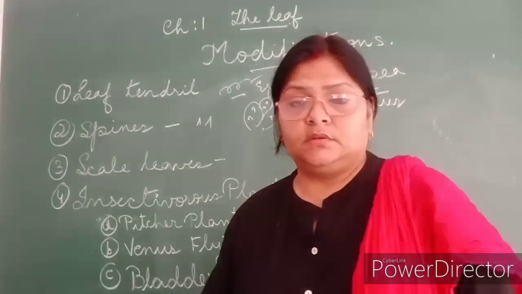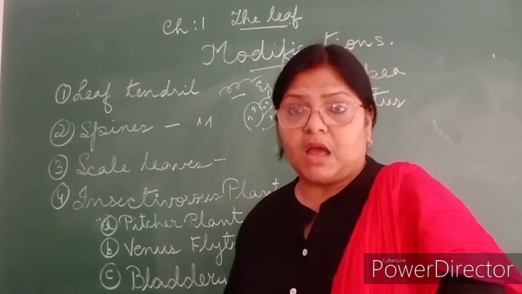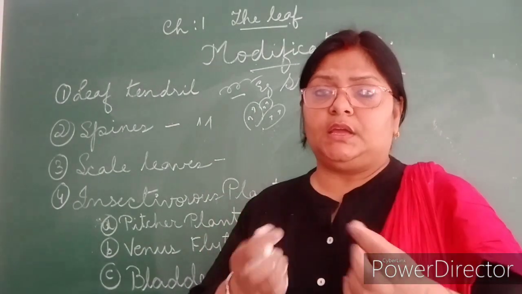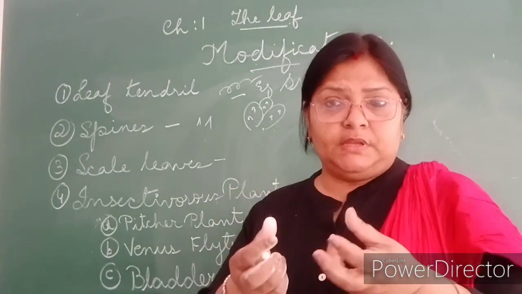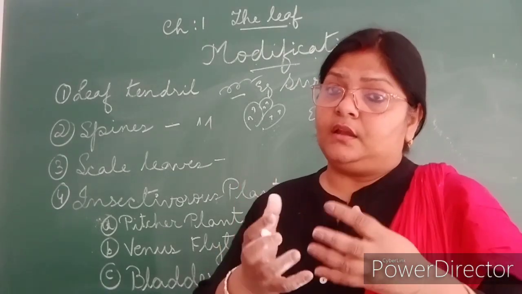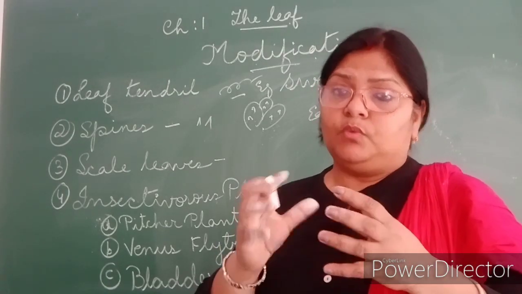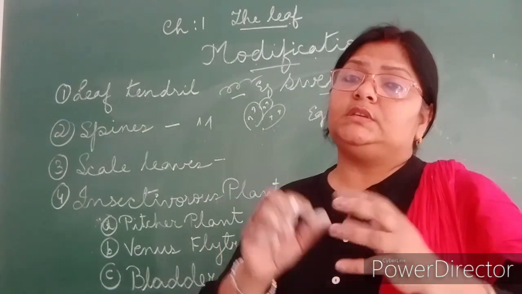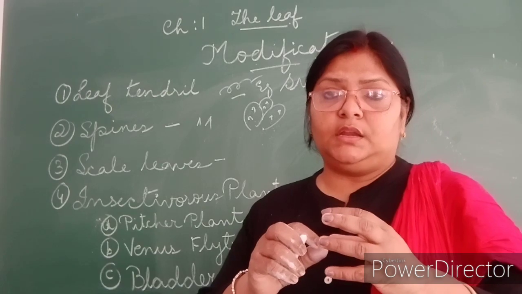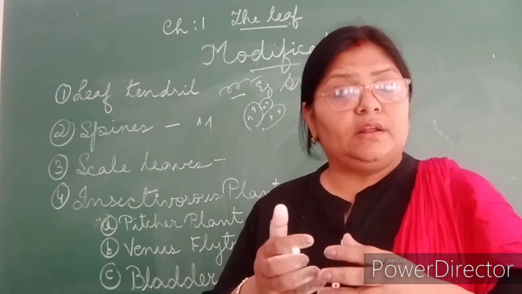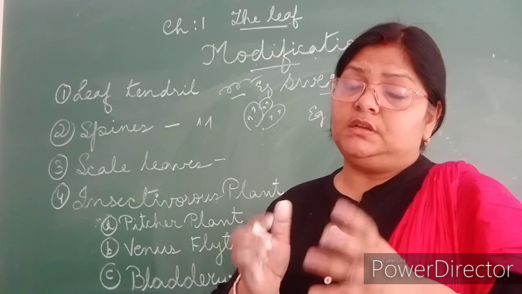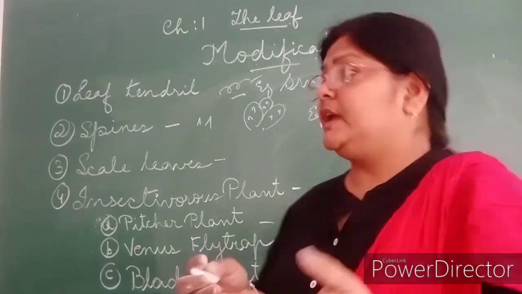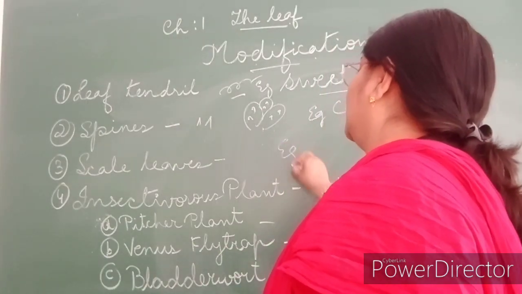Scale leaves. If you take the example of an onion, the outer layer of the onion is light pink and very dry, papery. That is the scale leaf, and it is modified to protect the plant. Now the inside layer of the onion is a little thick and fleshy. They are also leaves, which help in storing food for the plant. So scale leaves are present in onion.